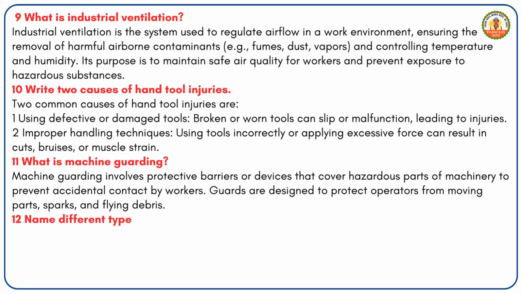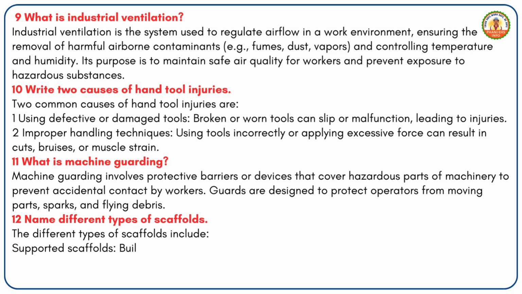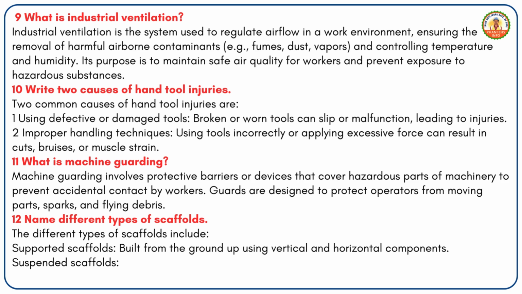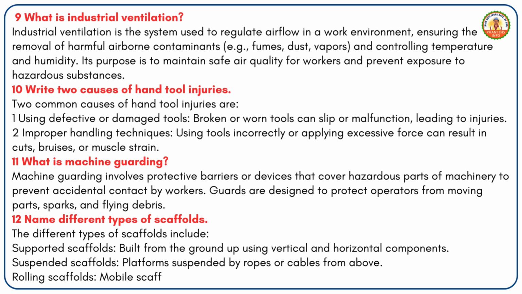12. Name different types of scaffolds. The different types of scaffolds include supported scaffolds, built from the ground up using vertical and horizontal components. Suspended scaffolds, platforms suspended by ropes or cables from above. Rolling scaffolds, mobile scaffolds mounted on wheels for easy movement.